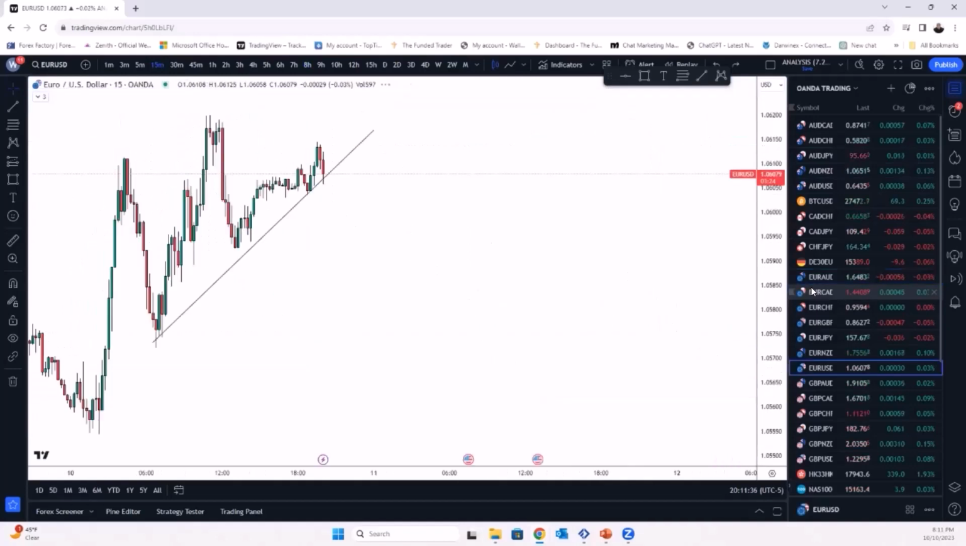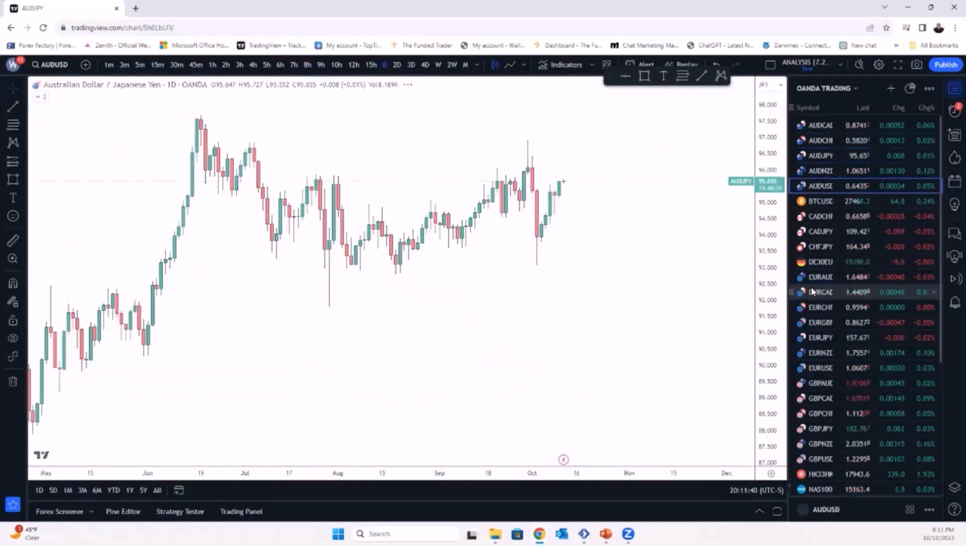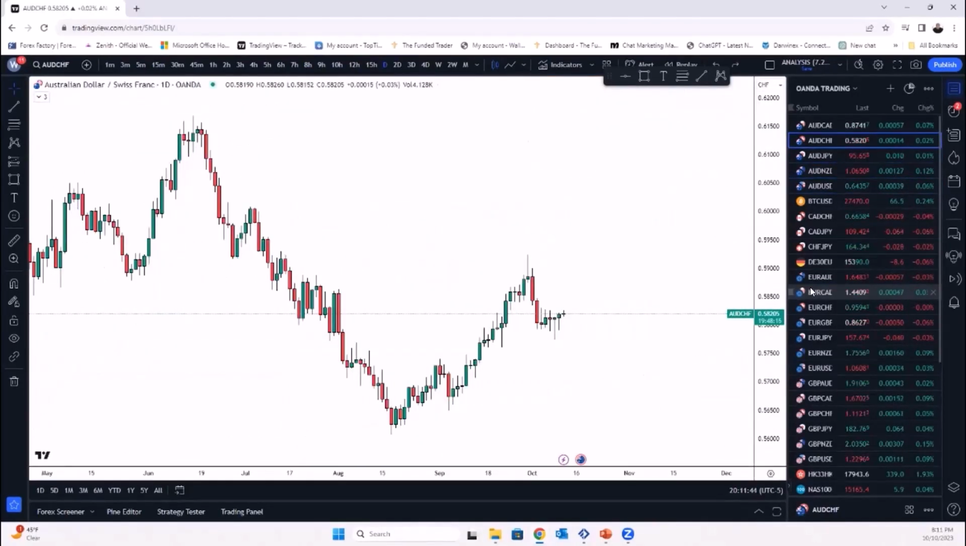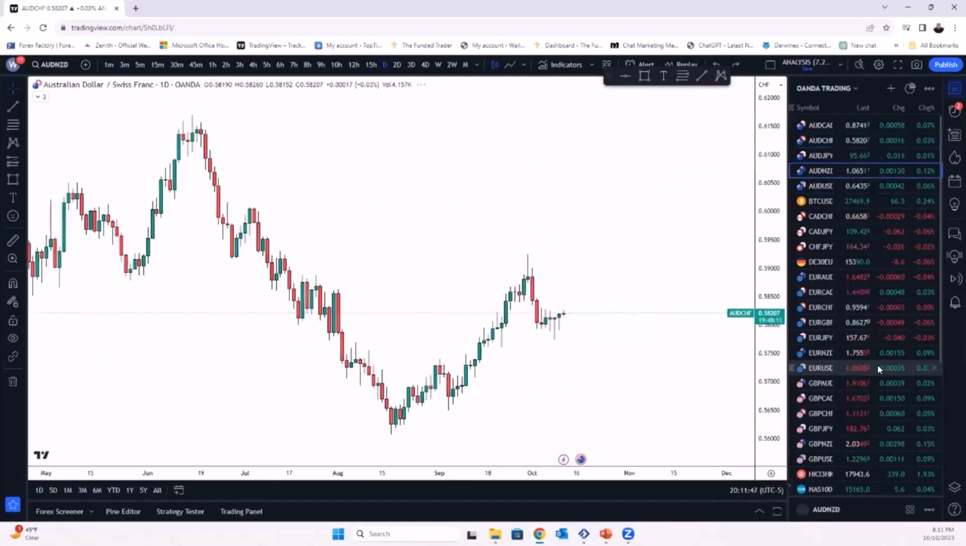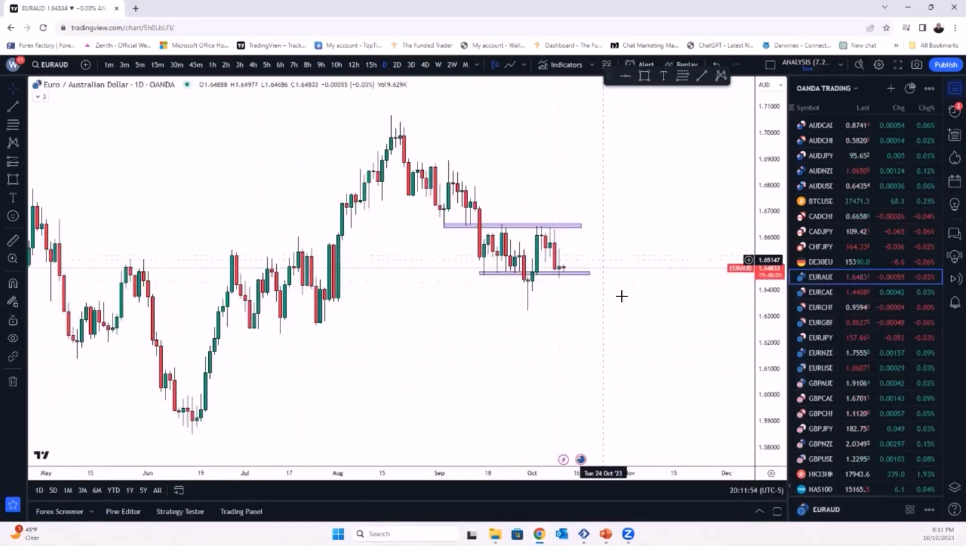Yeah, there's several signs of that, and some are more complex than others. The easiest point is multiple touches. Okay. And so when I go back, you'll see this on Euro AUD.